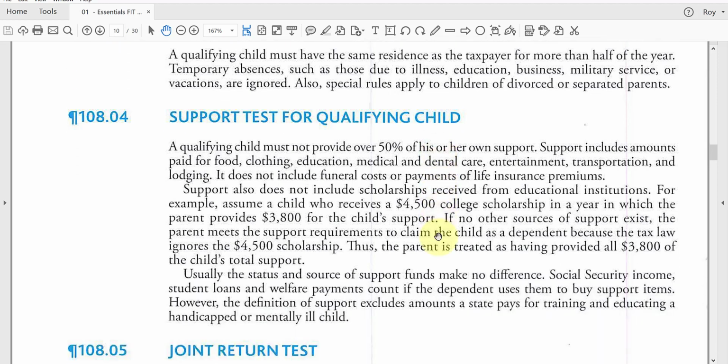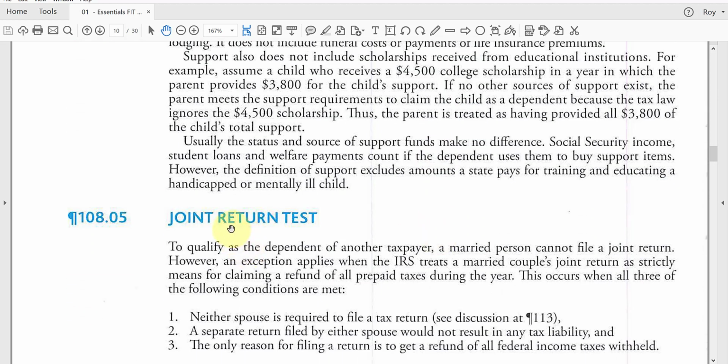Let's move on to the next test. And here it says, and this also applies to all dependents, not just qualifying child. The dependent can be married, but they shouldn't file a joint return with their spouse. You probably should be filing a separate return. Now, if you do file a joint return and you save $1 in taxes, then you cannot claim this married dependent as a dependent. So typically you'd want to file a separate return for your dependents.